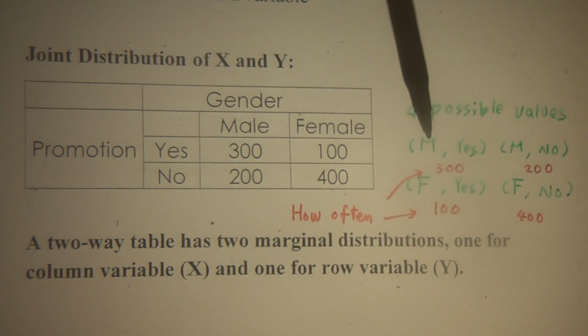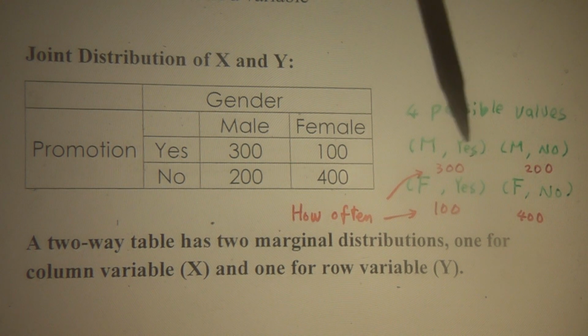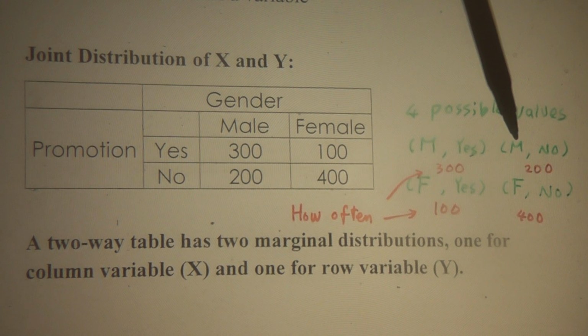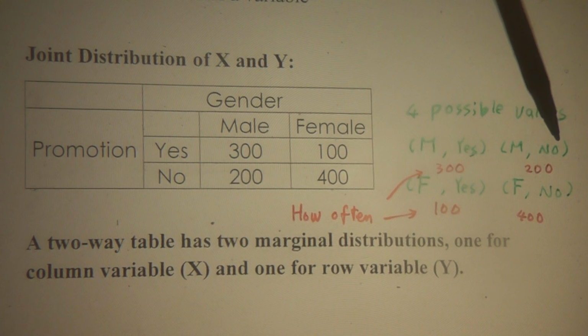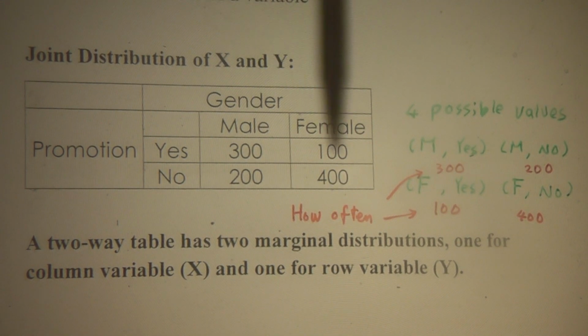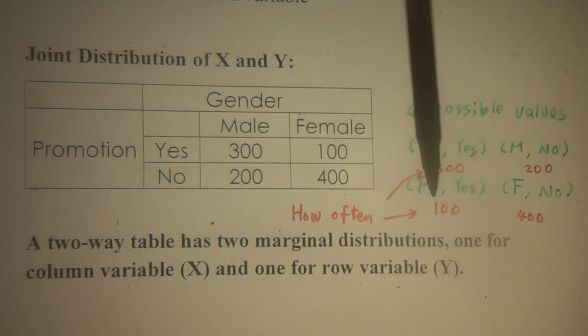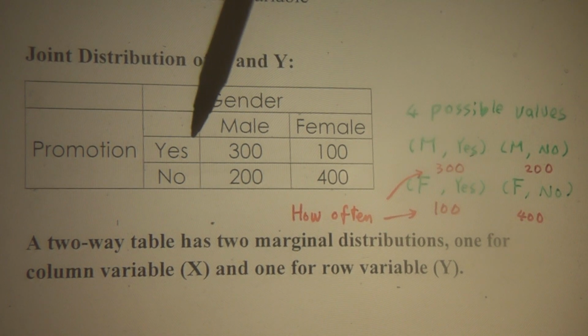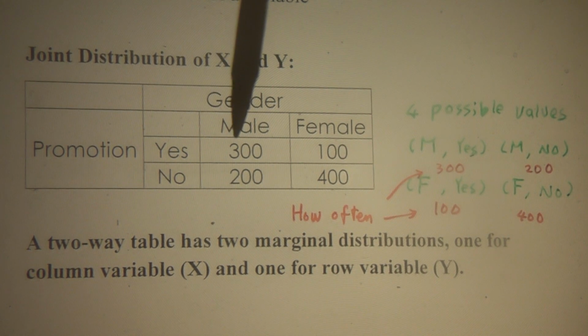How many male workers in the last 3 years got promoted? There were 300 such people. And how many male workers did not get promotion in the last 3 years? There were 200 people in this category. Same thing for female, yes, 100 people. Female, no, 400 people. So indeed, from this table, you can see the possible values of gender and promotion status as a combination, and how many people fall in each of these 4 categories.